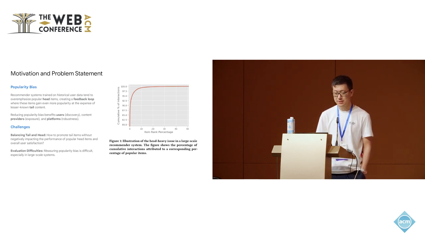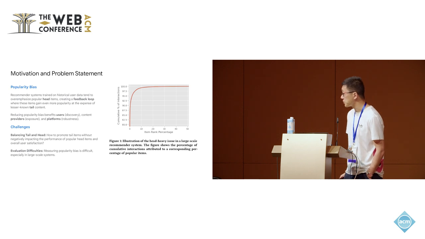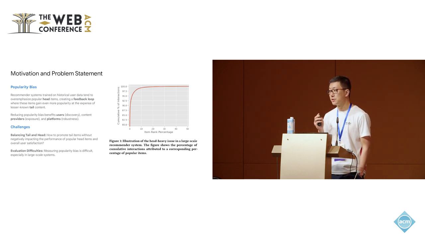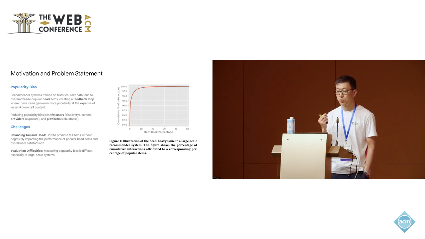Modern recommender systems are trained on historical user data, and very often only a small percentage of very popular items dominate that data. As a result, models trained on those data will further recommend those popular items again. This creates a feedback loop where those popular items gain even more popularity at the expense of the tail items.